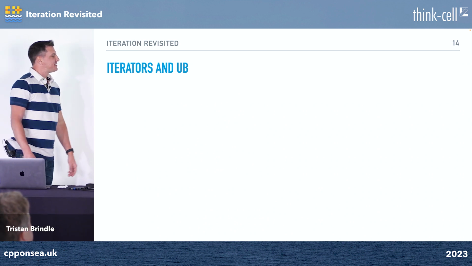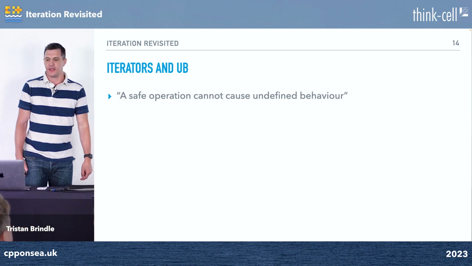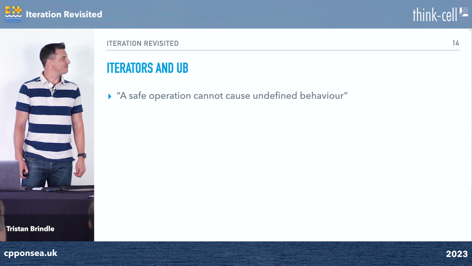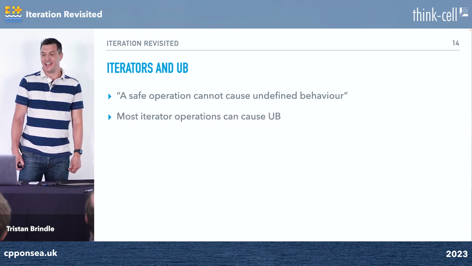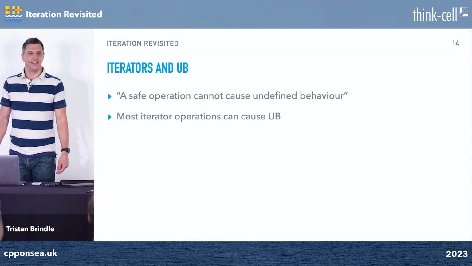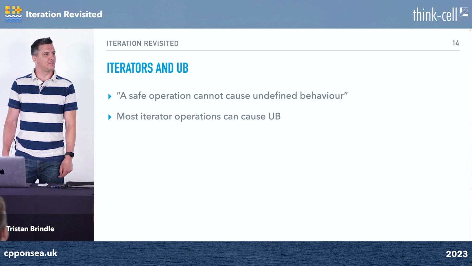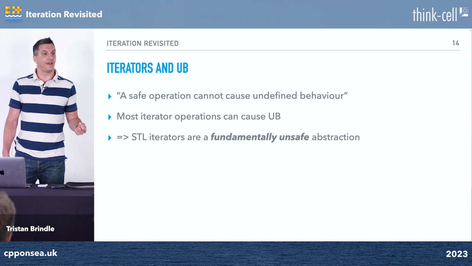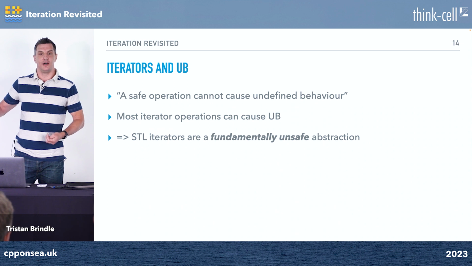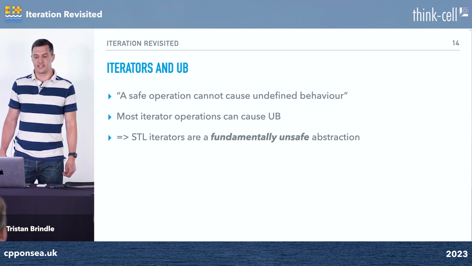So our statement was a safe operation cannot cause undefined behavior. And yet, most iterator operations can cause UB. And so really, and these are harsh words, but we have to conclude that STL iterators are a fundamentally unsafe abstraction. They're based around raw pointers. Raw pointers are not safe in C++. STL iterators are a fundamentally unsafe abstraction.